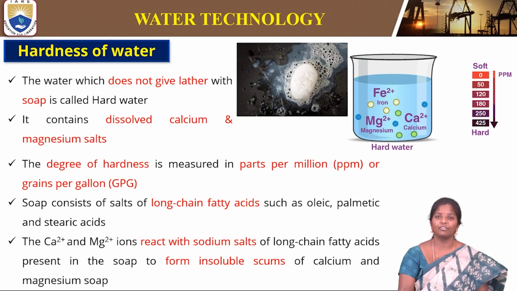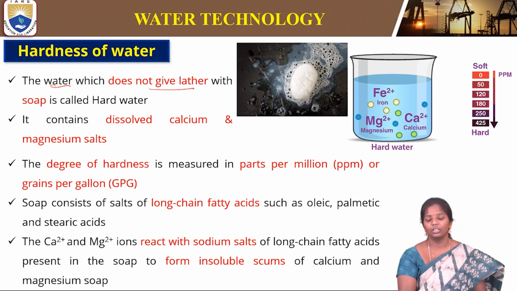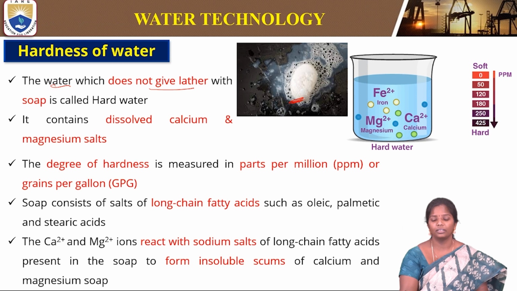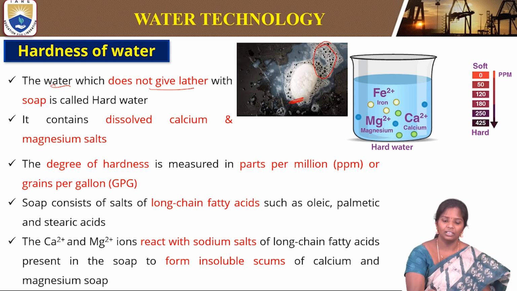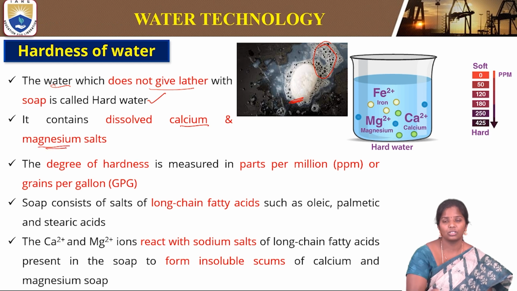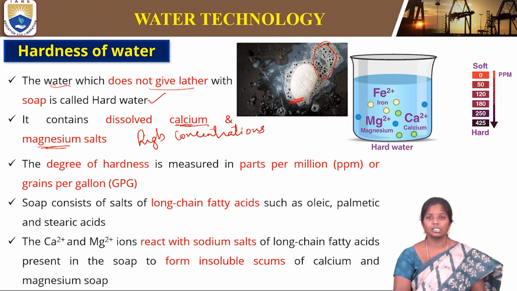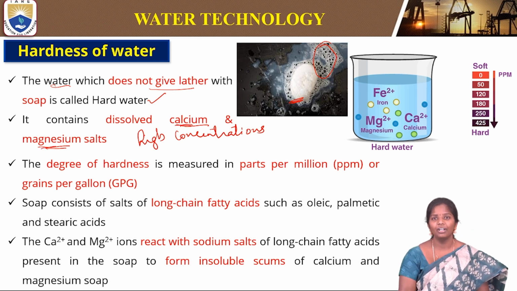So what is the hardness of water? When the water does not give lather, so we know that whenever soap is in the water, it gives some lather. This is the lather. So when it doesn't give a lather, then the water is called hard water. Why is it? Because it contains high concentrations of calcium and magnesium salts. So this is the reason why the soap doesn't give lather.